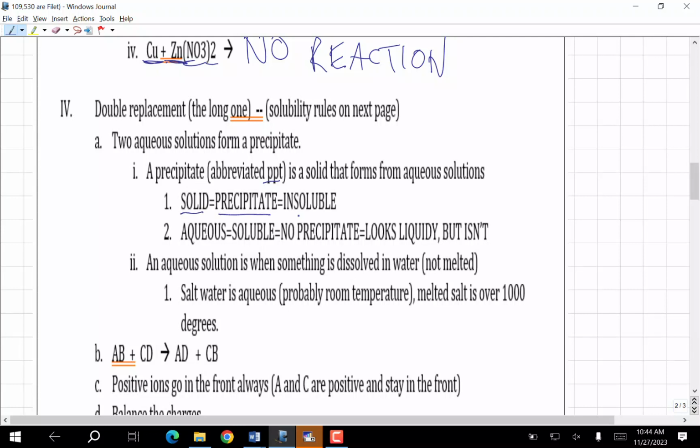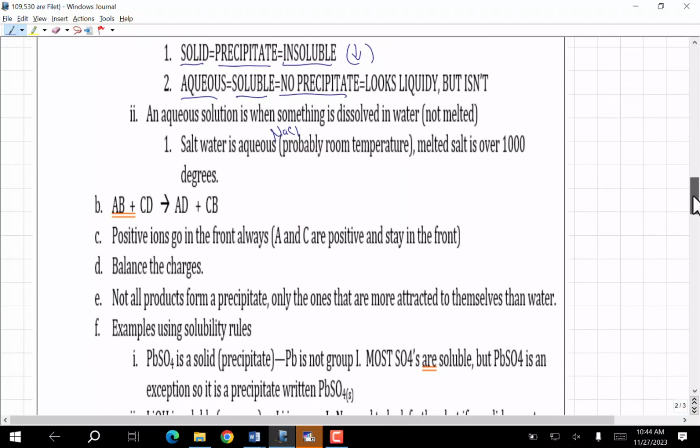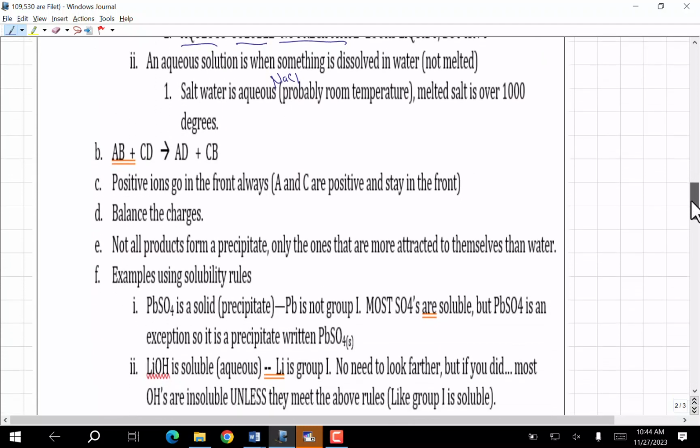Solid is the same thing as precipitate, is the same thing as insoluble, and I'm going to add is the same thing as a down arrow. Aqueous is the same thing as soluble, the same thing as no precipitate, and it looks liquidy, but isn't just a liquid. An aqueous solution is something that's dissolved in water, not melted. Salt water is aqueous NaCl. Melted salt is over 1,000 degrees. So dissolving salt in water makes it aqueous. Heating up salt until it melts is not aqueous.